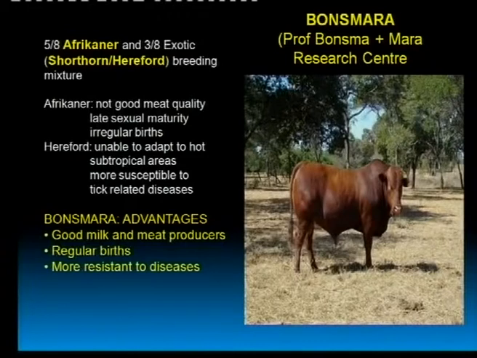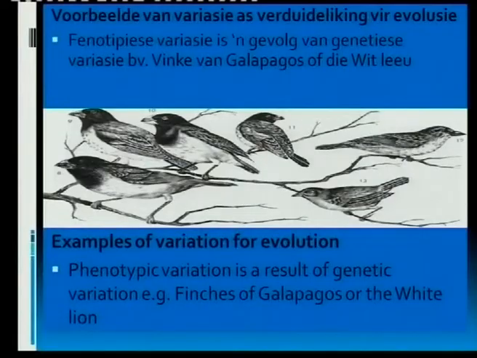So the Bonsmara really is a type of cattle suitable to the African climate, but it's also commercially a very good type of cattle. And to think that this has happened already in the 1930s. Eh? Ja. I think the late 1930s, about 1938.